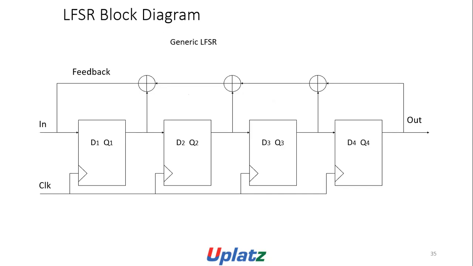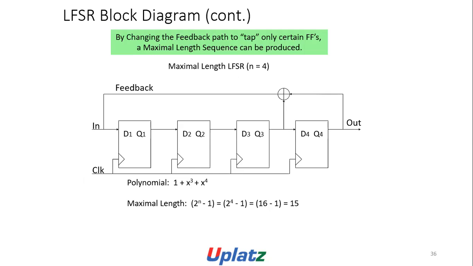LFSR block diagram: it consists of 4 flip-flops with clock and input, and with an adder in between for each one of the outputs and the final output. By changing the feedback path to tap only certain flip-flops, a maximum length sequence can be produced. Here n is equal to 4. Polynomial: 1 plus x cubed plus x to the power 4. Maximum length is 2 to the power n minus 1, equal to 16 minus 1, which is 15.